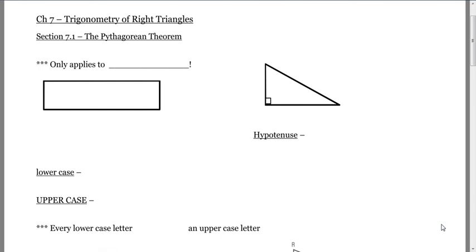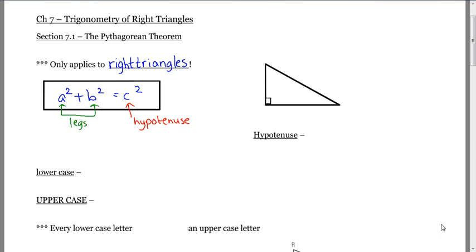Doing the Pythagorean theorem. This only applies to right triangles. This should be a concept that you have learned since you're in grade 8 and 9. The formula for it is a squared plus b squared equals c squared. The c represents the hypotenuse, and a and b represent the legs of the triangle.